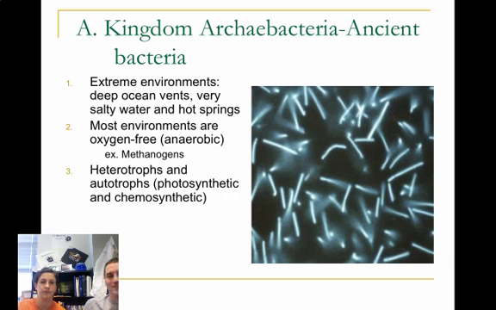All right, prokaryotes. We have Kingdom of Archaea bacteria. This is ancient bacteria. They live in extreme environments, such as deep ocean vents, very salty water, and hot springs. These are the more really high salinity, super high temperatures. Most environments are oxygen-free, which are anaerobic. An example would be methanogens. Heterotrophs and autotrophs are photosynthetic and chemosynthetic. Photosynthetic's getting it from the sun. Chemosynthetic is by chemical processes.